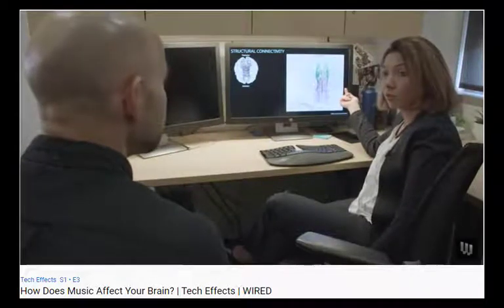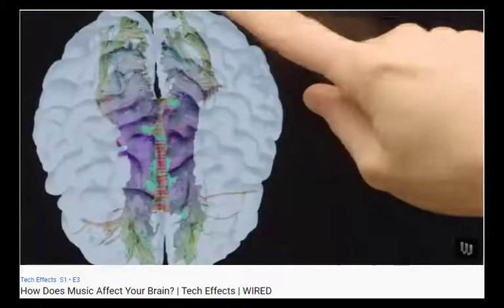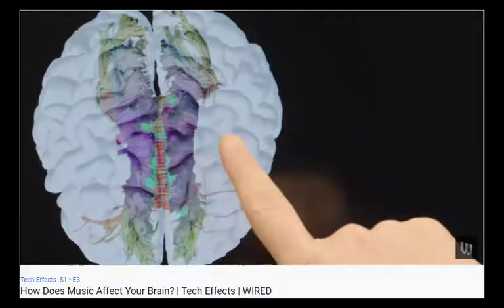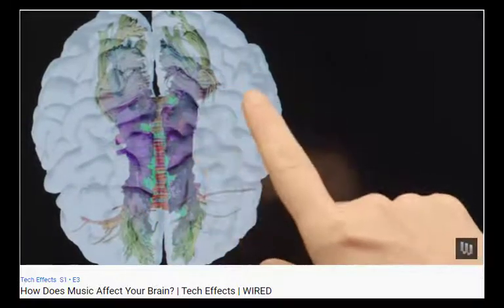They found that the brains of children who have studied music have stronger connections between the right and left hemispheres, and that can make them better, more creative problem solvers. And then there's emotion.